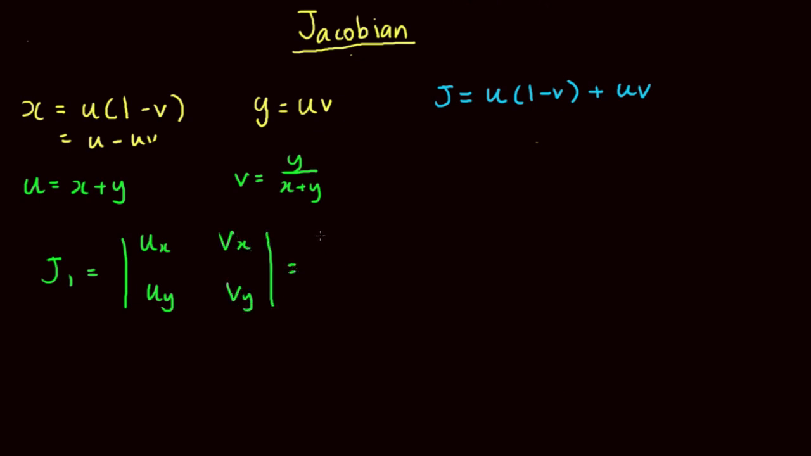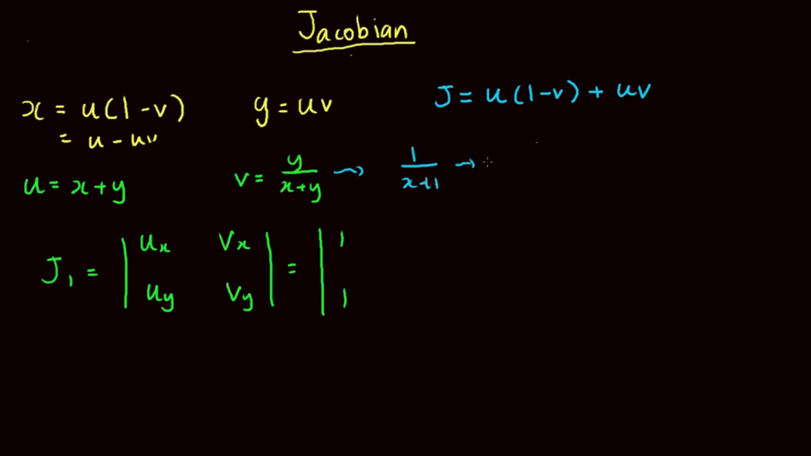So in this case, ux is what? Actually sorry, ux is just 1, to be honest with you. Okay, ux is just 1 because we differentiate with respect to x, it becomes 1. y is a constant. Uy is also the same. Vx. Okay, now this is interesting. If differentiating with respect to x, you can treat this as y over x plus y.